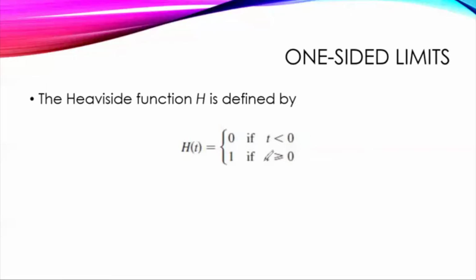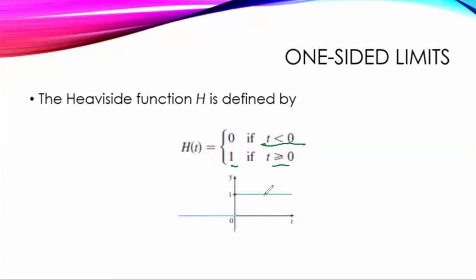A function that consists of two or more expressions over a specified domain, because the domain in this case is specified: 0 if t is less than 0, and 1 if t is greater than or equal to 0. Now, to understand more about the Heaviside function, let us graph this function. What do you think is the graph?